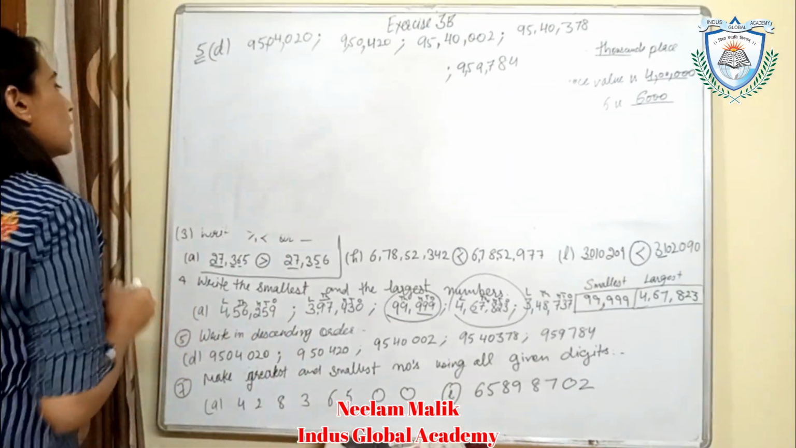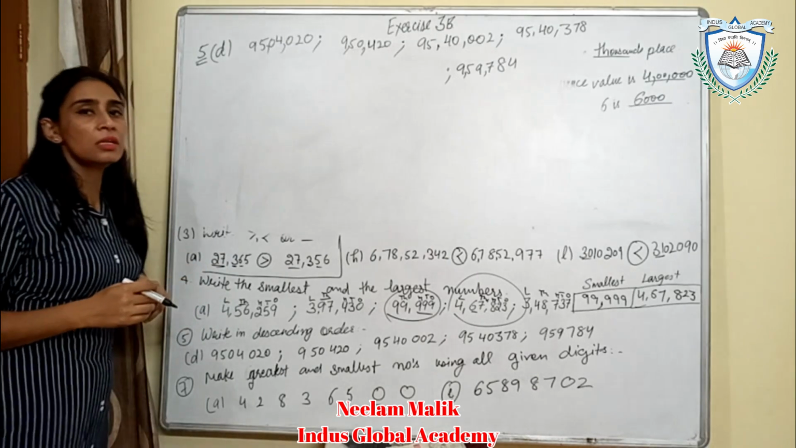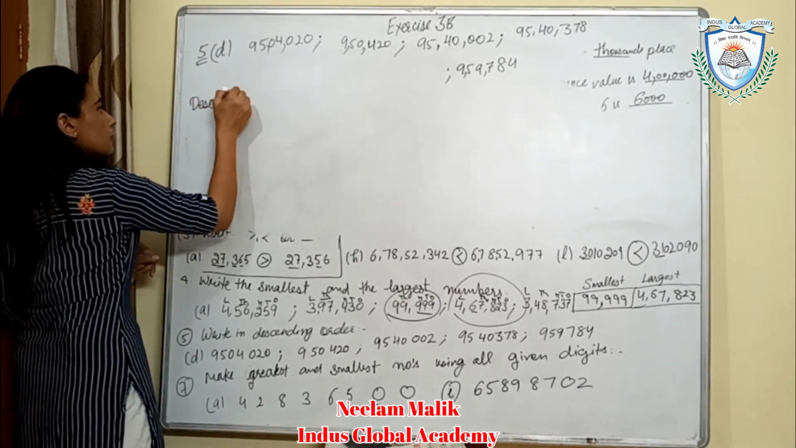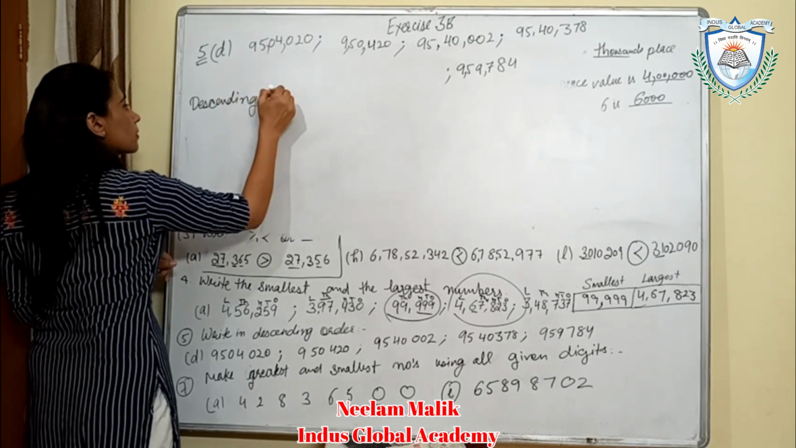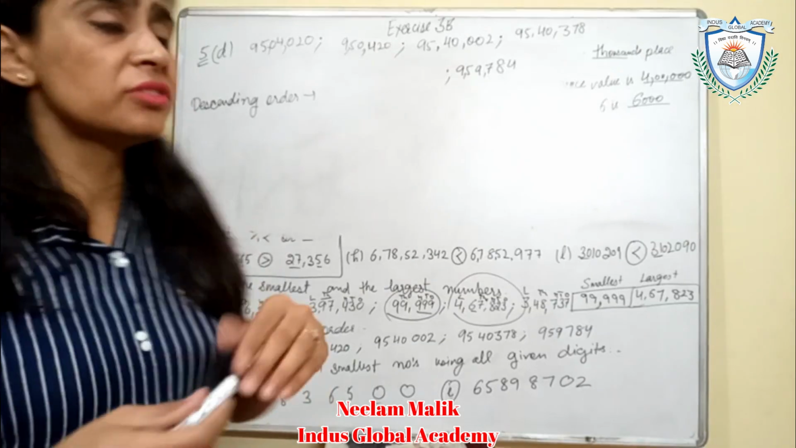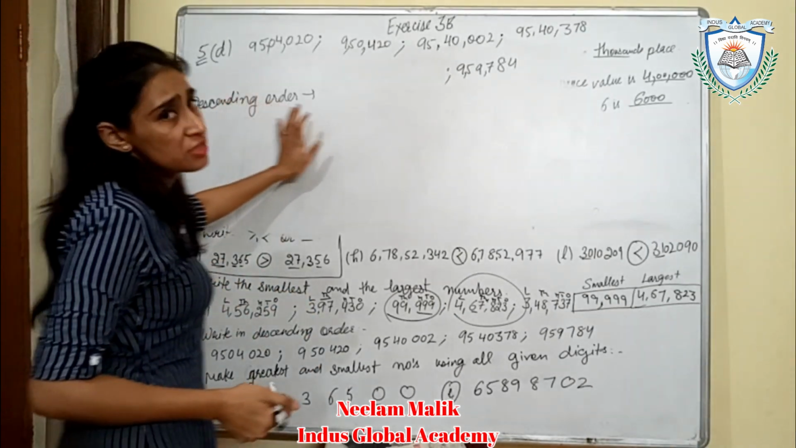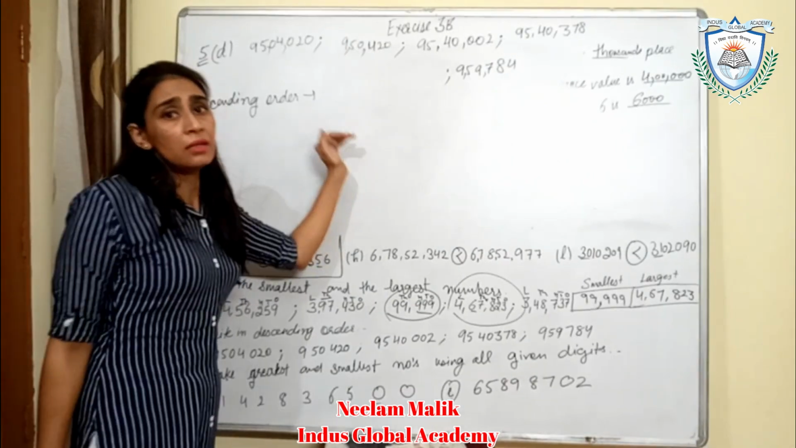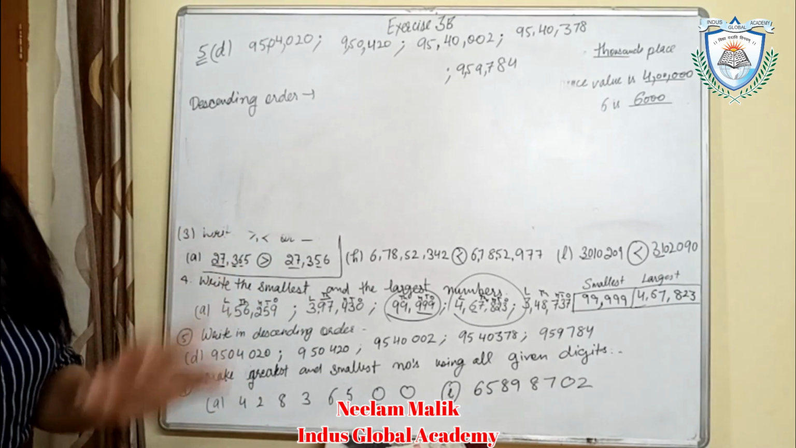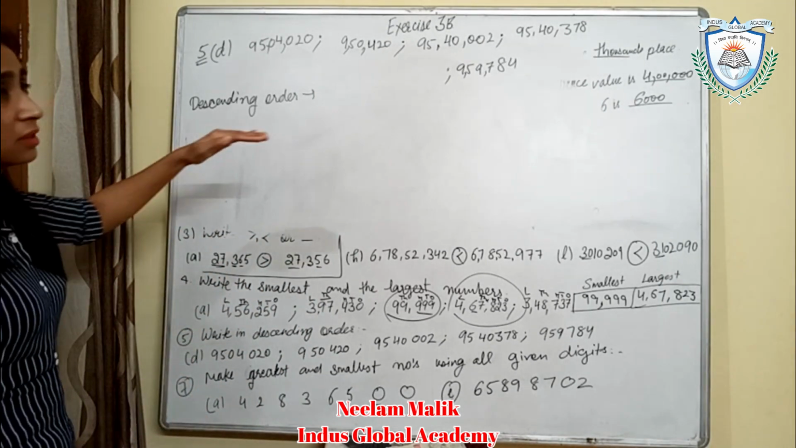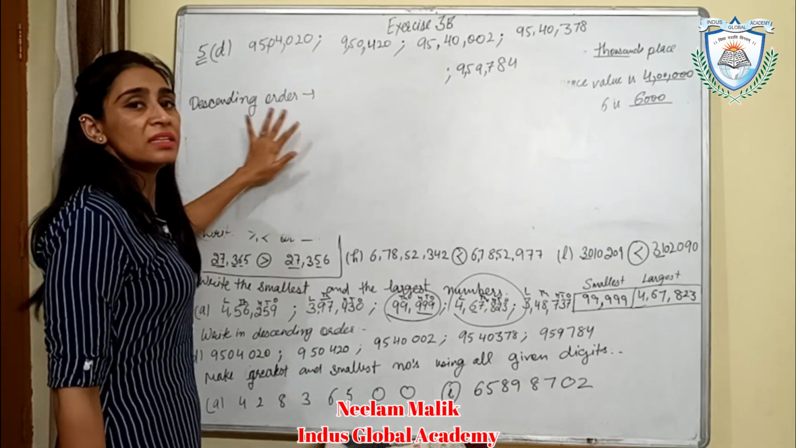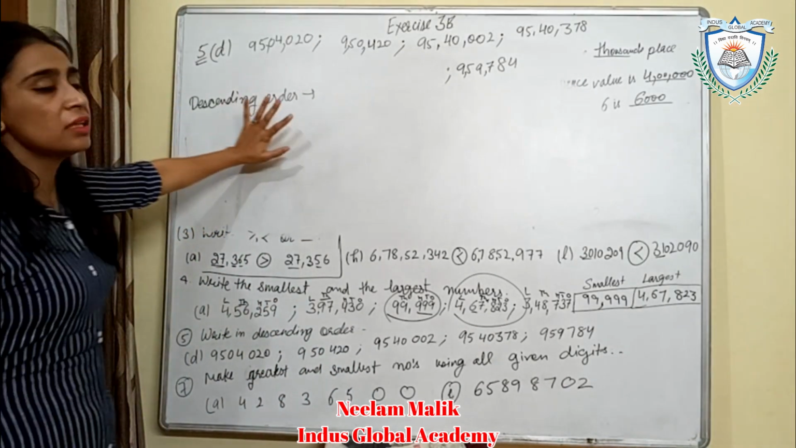So we have to write these numbers in the descending order. You know that descending order is decreasing order, meaning first will be the greatest number, then the smaller number, then the next, and at last we will write the smallest number, meaning the level decreases.